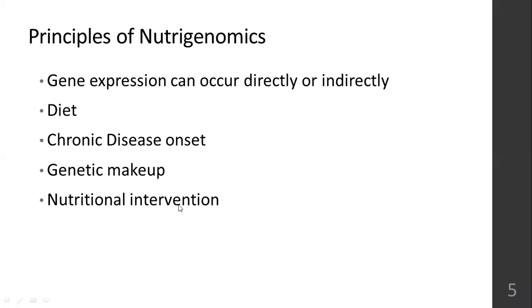So, the next principle is your genetic makeup. The influence of diet on health and disease is likely to be reflected by genetic makeup. For example, two children who have been affected by cholera, two children from completely different families. Let's say one child is from a BPL family, below poverty line family, and one child is from a middle class family. Two children of the same age got cholera.